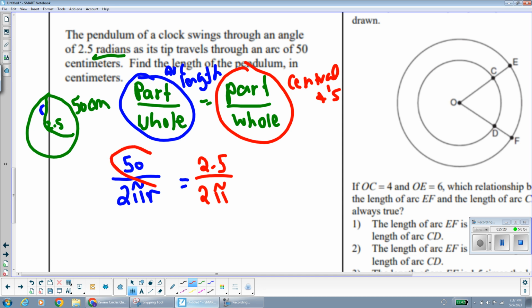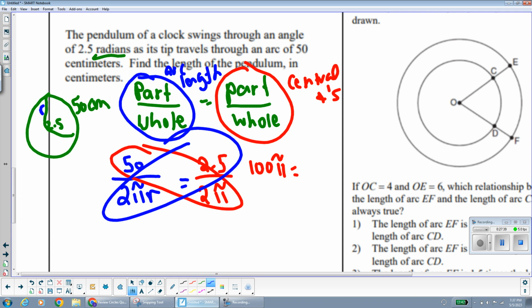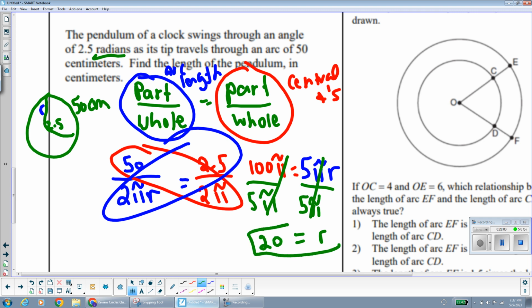From here, we can cross multiply. So I have 100 pi is equal to, what's 2.5 times 2? That is 5 pi r. I want to get the radius by itself. So I'm going to divide both sides by 5 pi to cancel it out. And notice how I have a pi in the numerator and the denominator, so that cancels out. And I'm left with 20 for the radius.